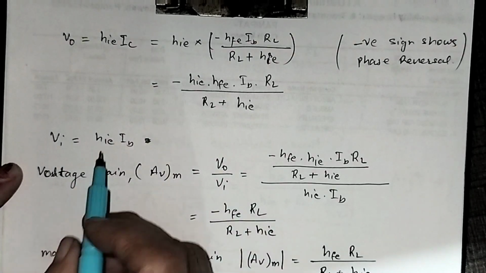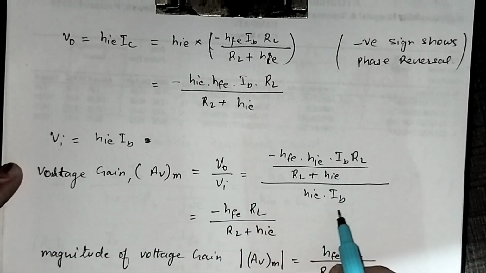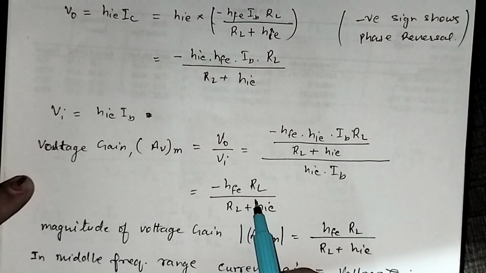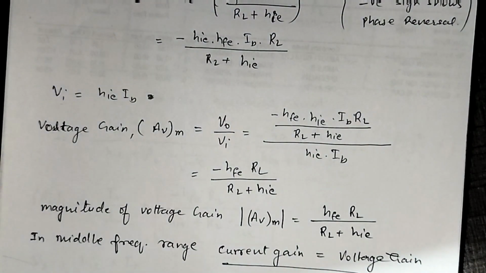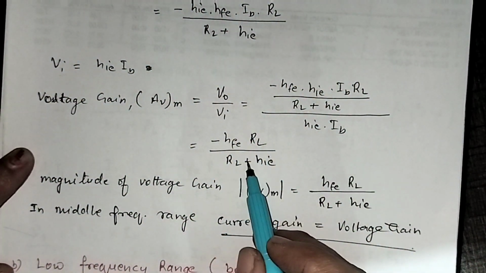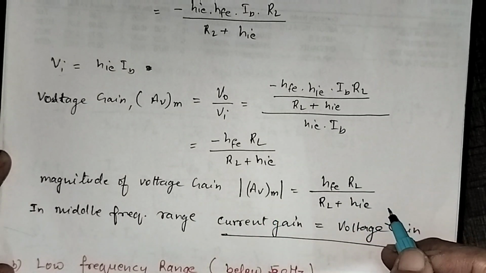So the value expression for VI is HI into RB. We have put it here. Now after solving the expression, we will get the voltage gain. This is minus HFE into RL upon RL plus HIE. So now to find out the magnitude of this voltage gain, we'll put this term in the modulus and find out the magnitude, as we did for the current gain.